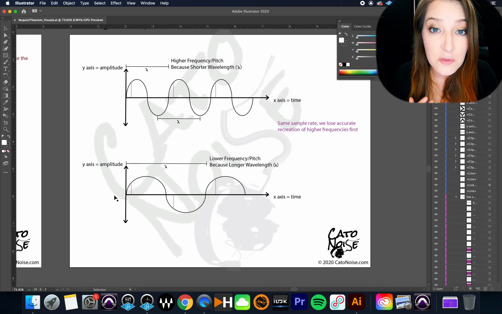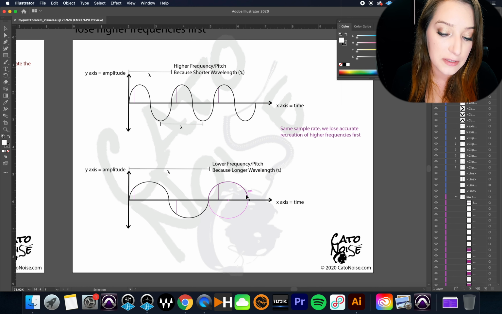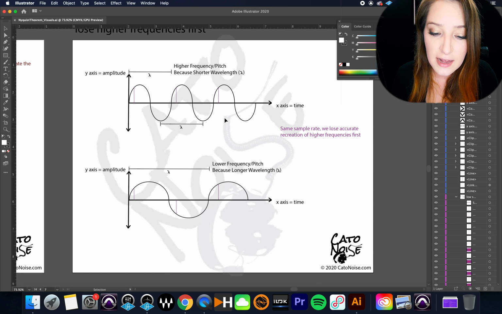So once we realize why the Nyquist theorem is true, it becomes very clear to us that as we reduce the sample rate for our audio, we're going to start losing those higher frequencies first, and that's because they have these shorter wavelengths, right? So in this example, the amount of time between the samples here is equal. But you'll notice with those higher frequencies, we are now not accurately recreating this wavelength, but we are able to accurately recreate this lower frequency wavelength. So when we reduce that sample rate, we lose these high pitches, these upper frequencies.